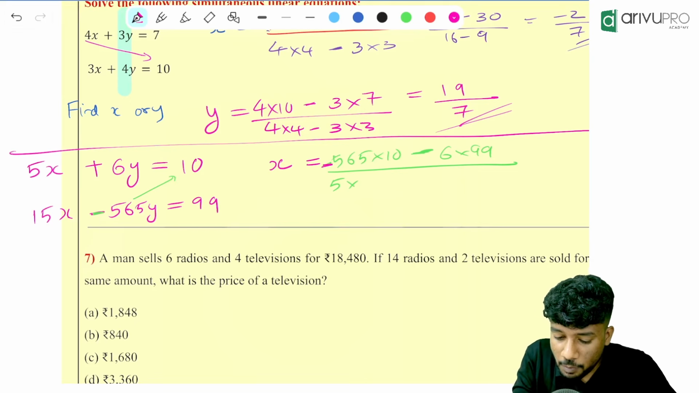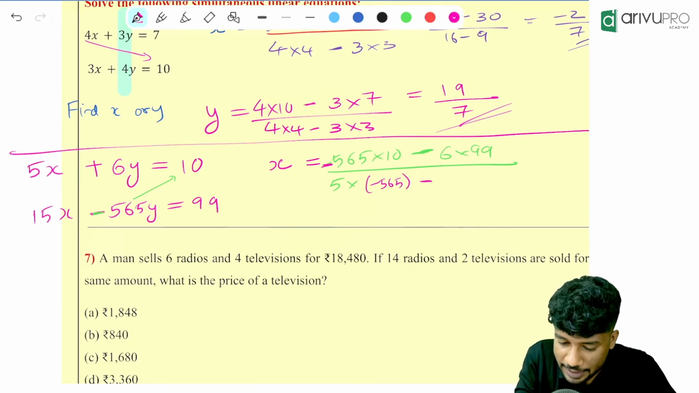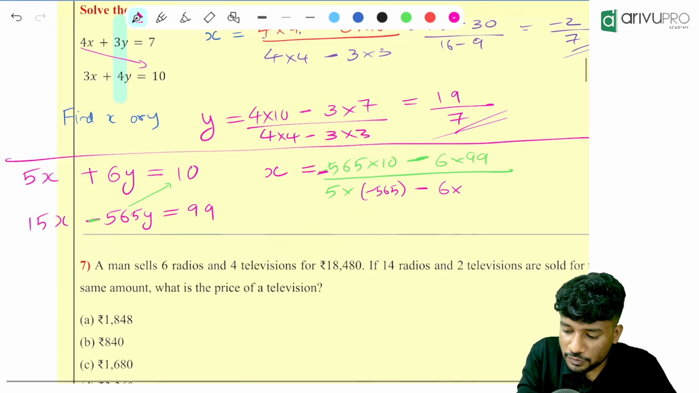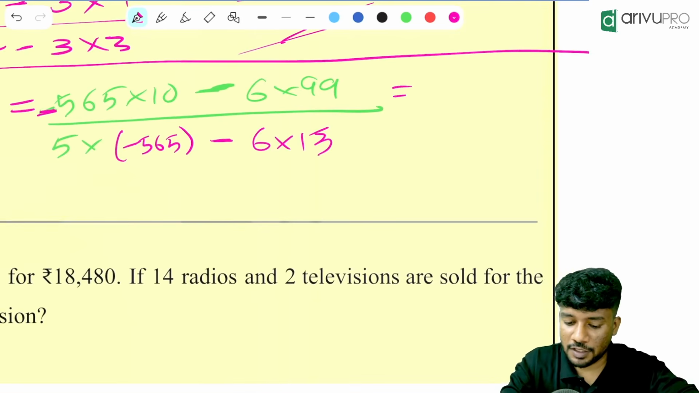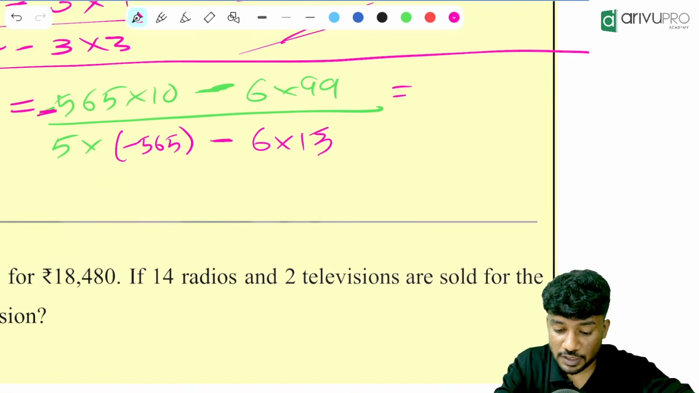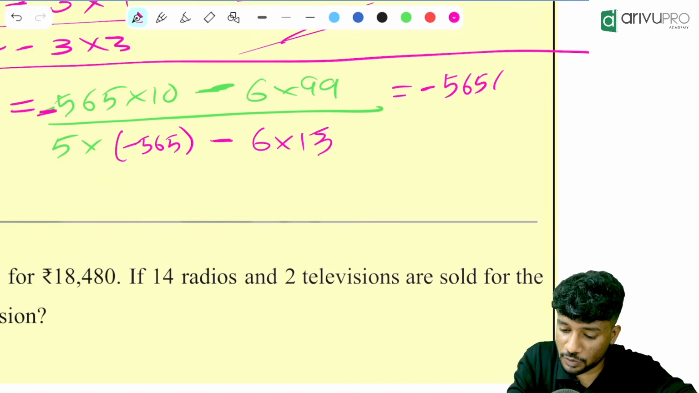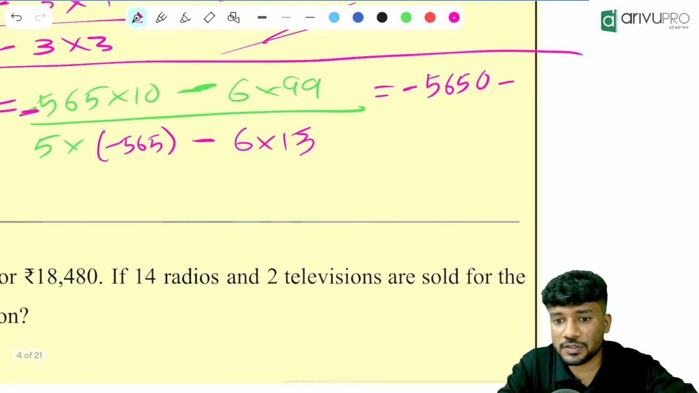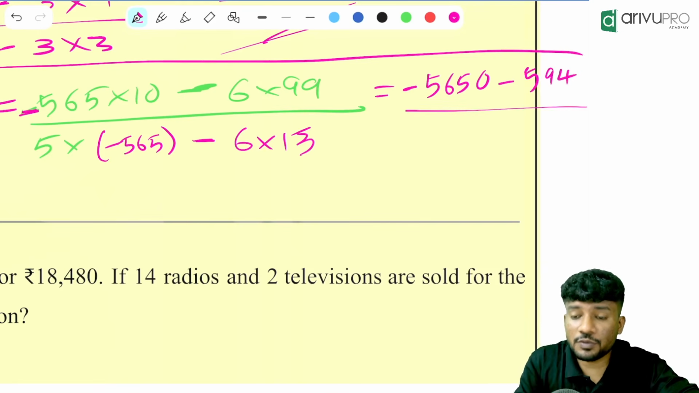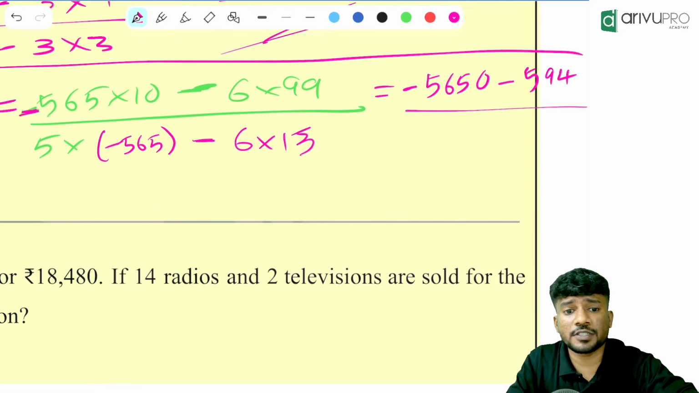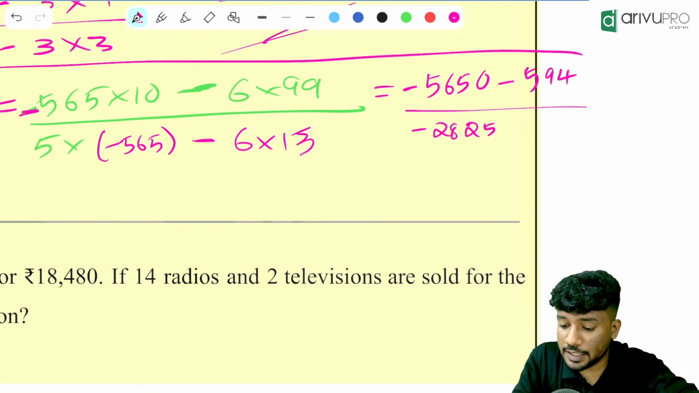5 into minus 565. Then minus of 6 into 15. How much is the answer? Use your memory calculation and tell me the numerator. 565 into 10 will become minus 5650. Minus 6 into 99 is how much? 594. Divided by 5 into minus 565, this is how much? Minus 2825. Minus how much? 6 into 15 is minus 90. This is the way.